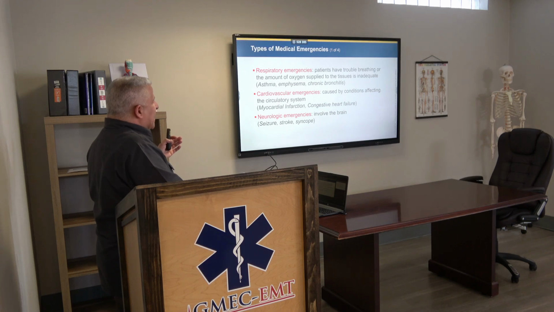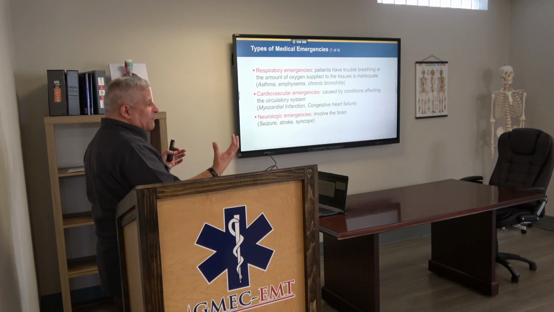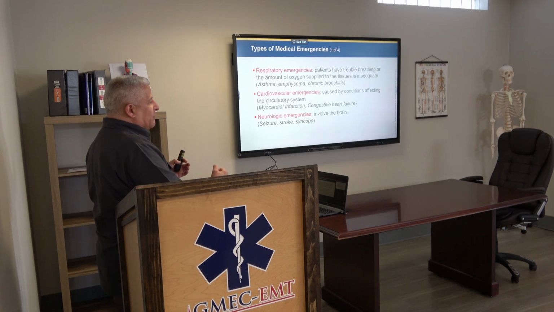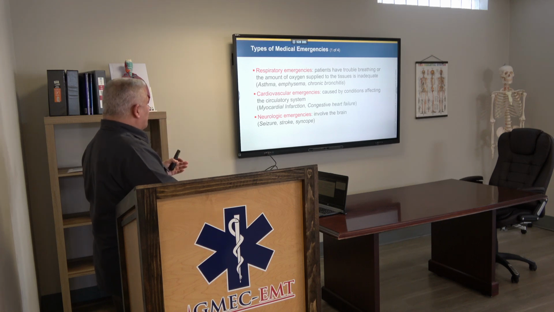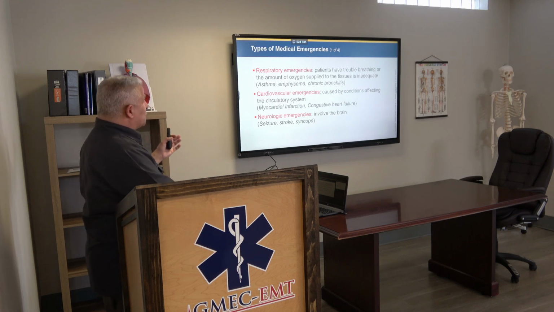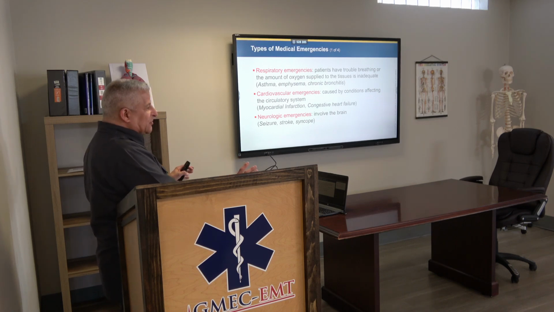Respiratory emergencies, anything where there's trouble breathing, either they're having trouble getting air in or there's a problem with oxygen getting transferred to the cells. And these are caused by asthma, emphysema, or chronic bronchitis. These are just some of the respiratory emergencies. Then we have cardiovascular emergencies, which deal with your MIs, your heart attacks, or congestive heart failure conditions. Neurological emergencies involving the brain, that's your seizures, your stroke, and syncope. Syncope is basically a fainting situation for no reason, and they recover from it.